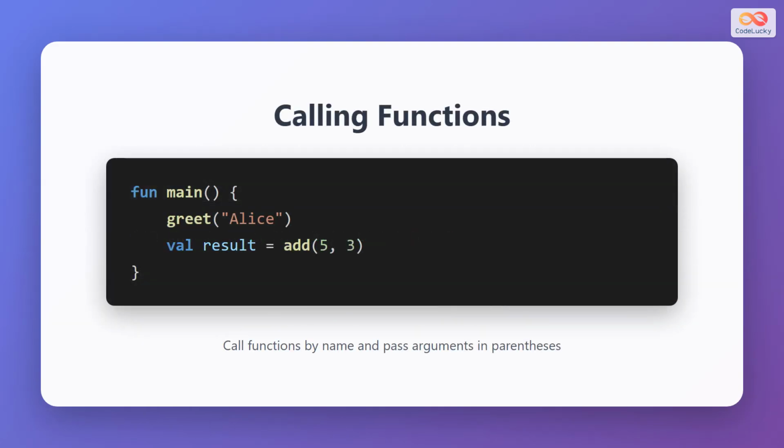To execute a function, you call it by writing its name followed by parentheses containing any required arguments. In this main function, we first call greet with the argument Alice, which passes the string to the function. Then we call the add function with two numbers, 5 and 3, and store the returned value in a variable called result. The order and type of arguments must match the function's parameter definition. This is how you bring your functions to life and make them do useful work.